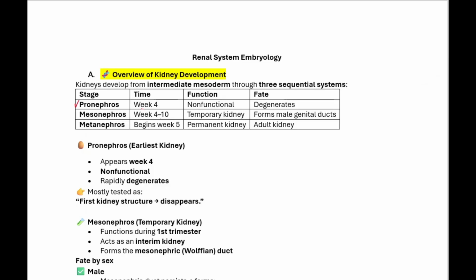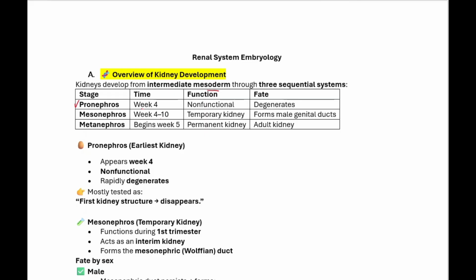When we look at the overview of kidney development, the kidneys develop from intermediate mesoderm, and this happens through three sequential systems. The first system is the pronephros, which is there at week 4, and this is usually non-functional and normally degenerates, as opposed to the mesonephros, which is the second stage. This usually appears by week 4 and is present until week 10. It serves as the temporary kidney and it forms male genital ducts.